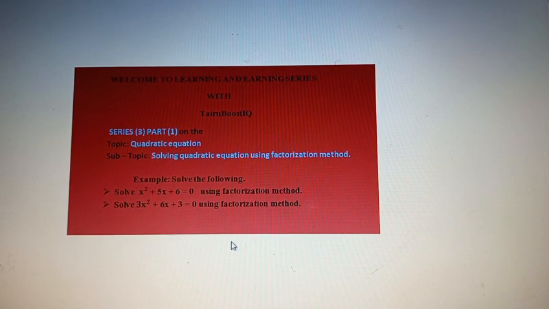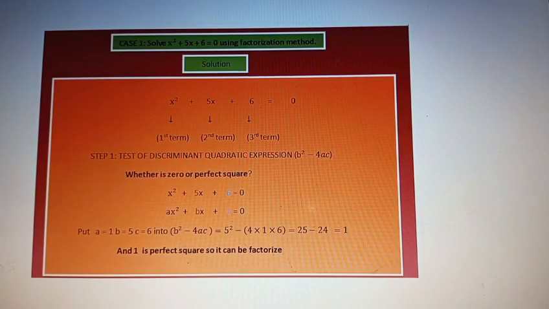Welcome to Learning and Earning series with Tairu Boost IQ, Part 3, Series 3, Part 1 on the topic Quadratic Equation. Solving quadratic equation using factorization method. Example: solve the following. Solve s squared plus 5s plus 6 equals 0 using factorization method, and solve 3s squared plus 6s plus 3 equals 0 using factorization method.